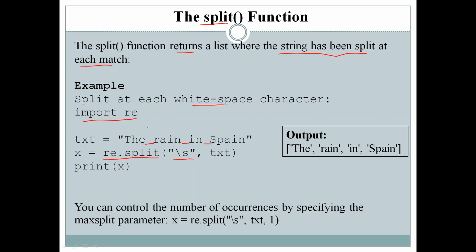Means the first string is The, after The we have the other string that is rain, and then again it is split into in, and again into another string that is Spain. So we have multiple strings now. The is separate, rain is separate, in is separate, and Spain is separate, and that is stored in x. When I try to print x, the output, if you see, is the list of all the separate strings. So we have split the string into separate substrings by using the split method.